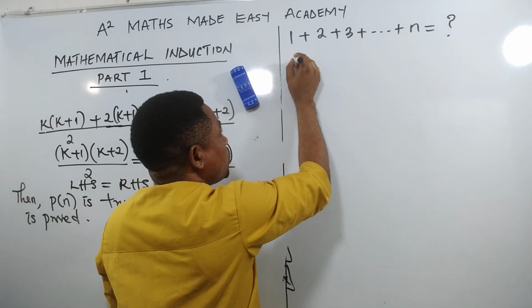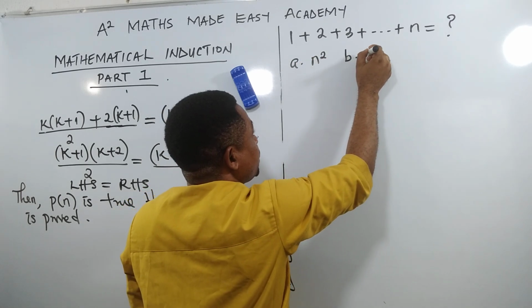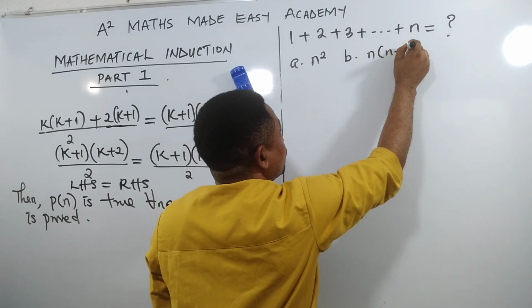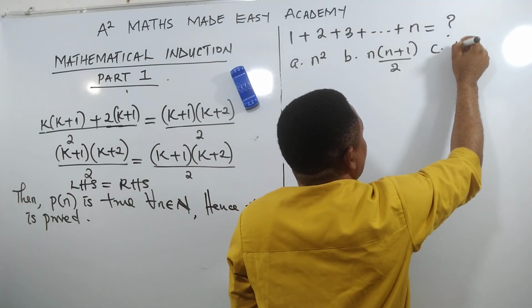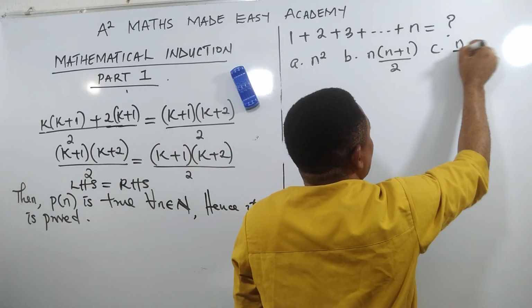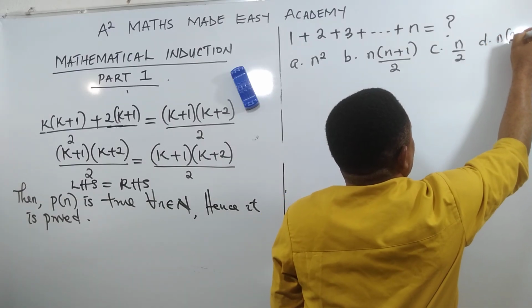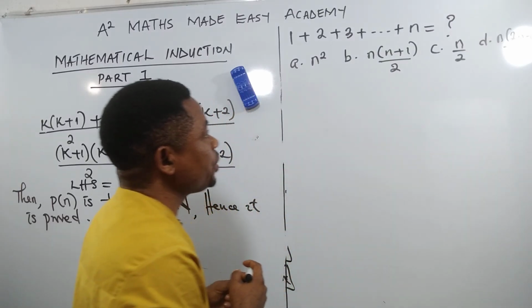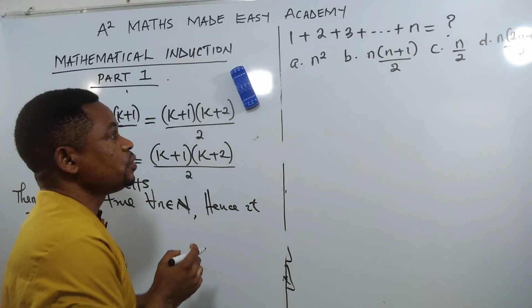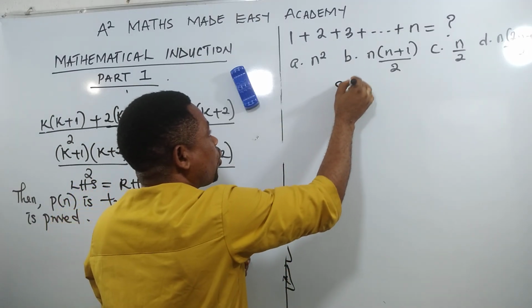They will give options. Option A, n squared. Option B, n bracket n plus 1, all over 2. Option C, n all over 2. Option D, n bracket 2n plus 1, all over 2. What you are going to do here is very simple. Use what we call the trial and error method. I want to start with option A.